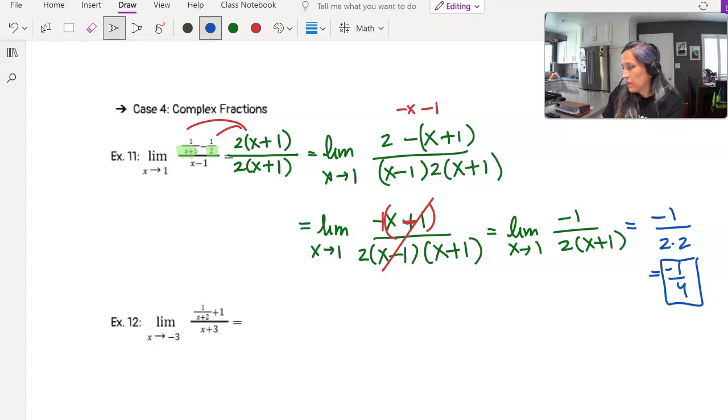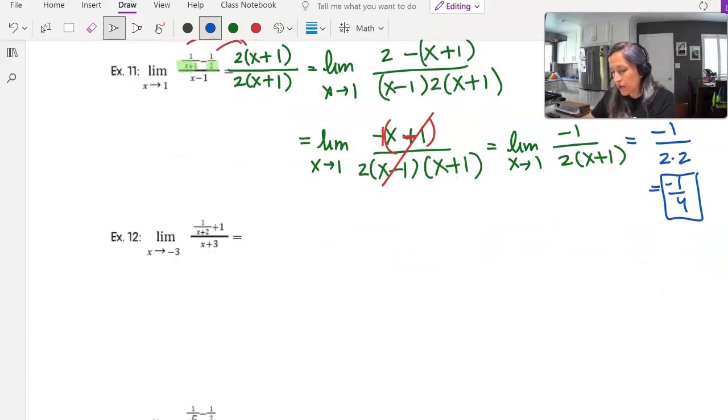Perfection. So pause it, try it on the next one, or just follow along. Again, I'm going to use my overall fraction choice. There's only one little fraction within my larger rational expression, and that's that 1 over x plus 2. So there's my common denominator.